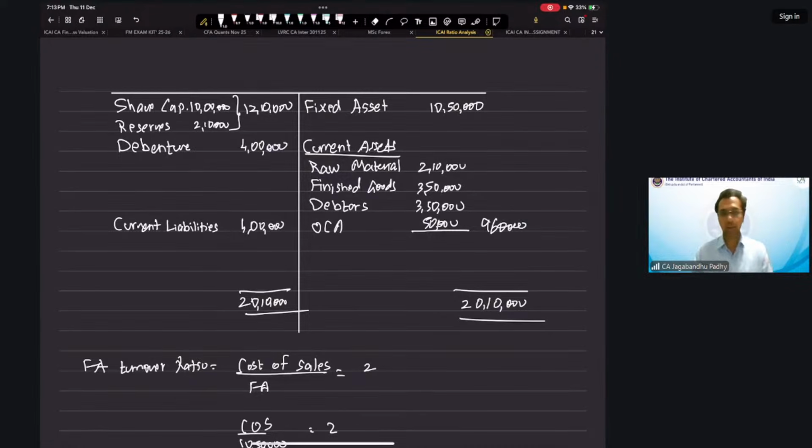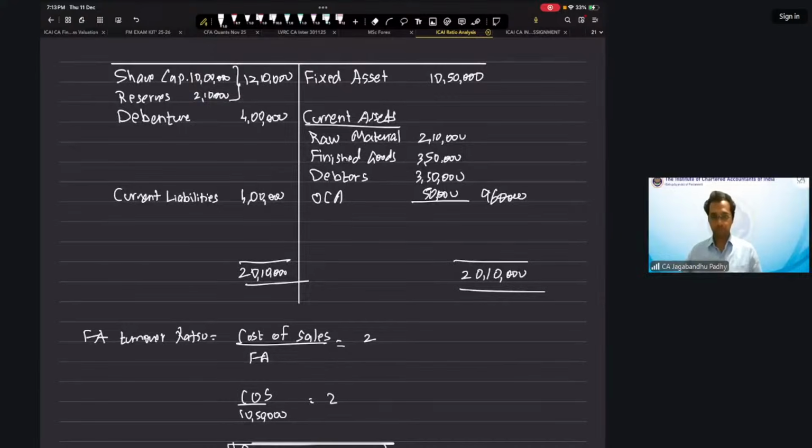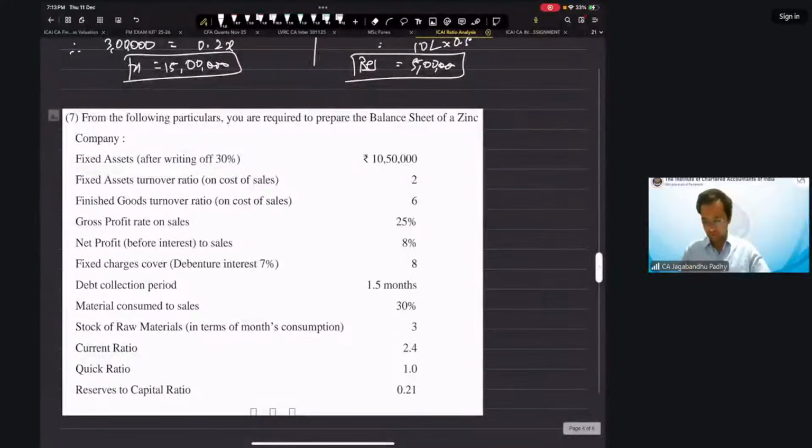Are you all getting this balance sheet, everyone? Okay, guys. So with that, we are done with this question number 7.